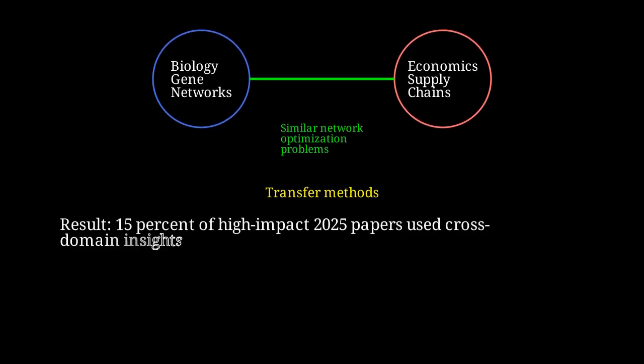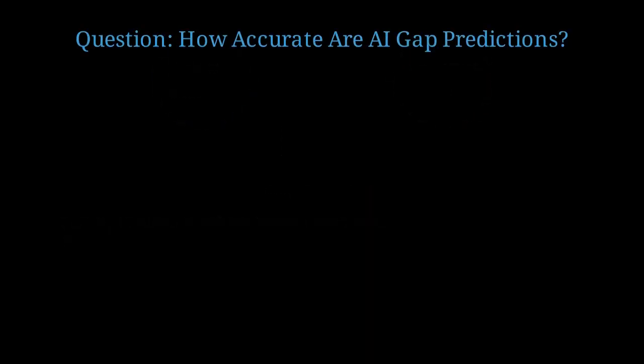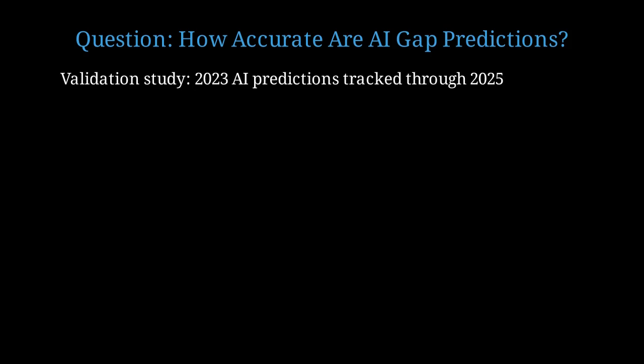Analysis shows that approximately 15% of high-impact papers published in 2025 explicitly used insights transferred from other domains, many identified through AI gap analysis. Now you might be wondering, how accurate are these AI predictions? Can we trust them? A validation study tracked gaps identified by AI systems in 2023 through 2025 to see which ones actually got filled and led to high-impact work.